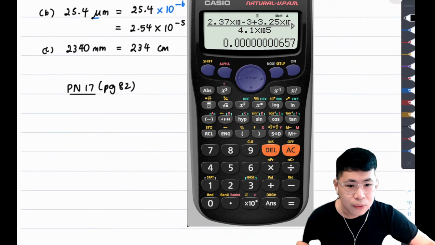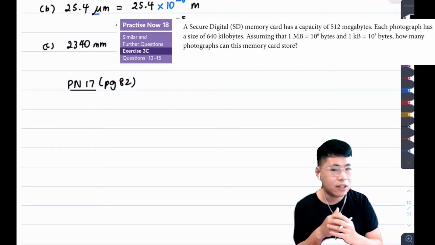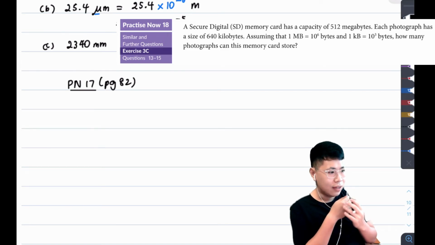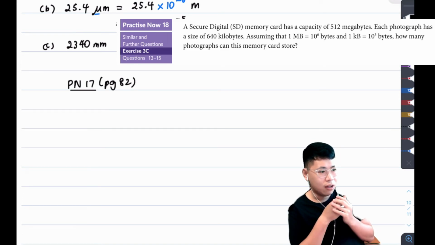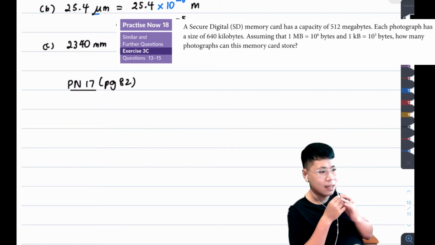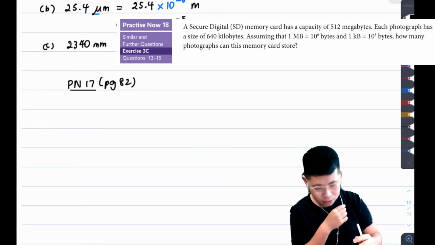With this, we move to our very final portion of the lesson today, which is Practice Now 18. Let's just jump straight in. We are applying standard form in a real world context. So this is an SD memory card, 512 megabytes. Each photograph has a size of 640 kilobytes. So assuming that 1 megabyte is this, 1 kilobyte is this, how many photographs can this memory card store?